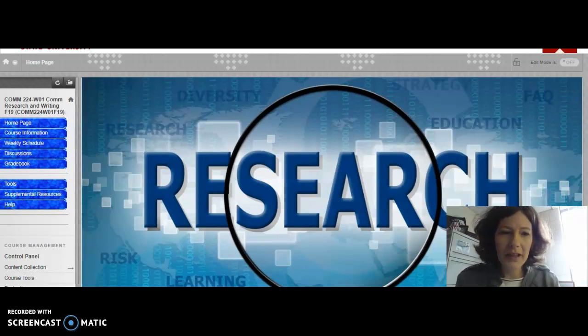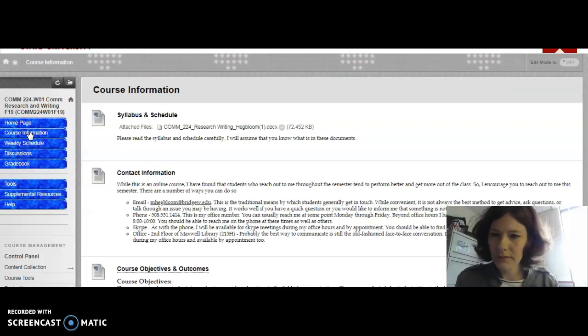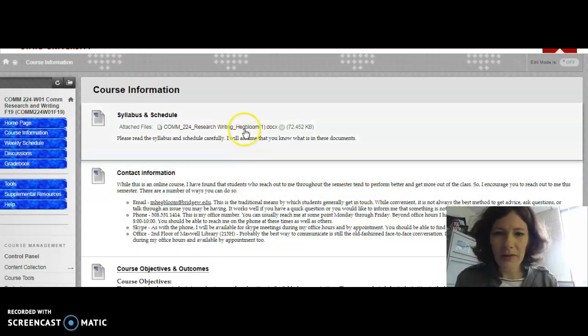This is our home page on Blackboard, and you can find more information about how to navigate Blackboard and how to use it and how I've set it up for the course in the Blackboard video. But this is what it'll look like when you enter the course. To find the syllabus, you go over here to Course Information. These tabs on the left-hand side should be the places where you can find all the information that you need. Under Course Information, if you click on this, it'll take you to the syllabus and to the schedule.